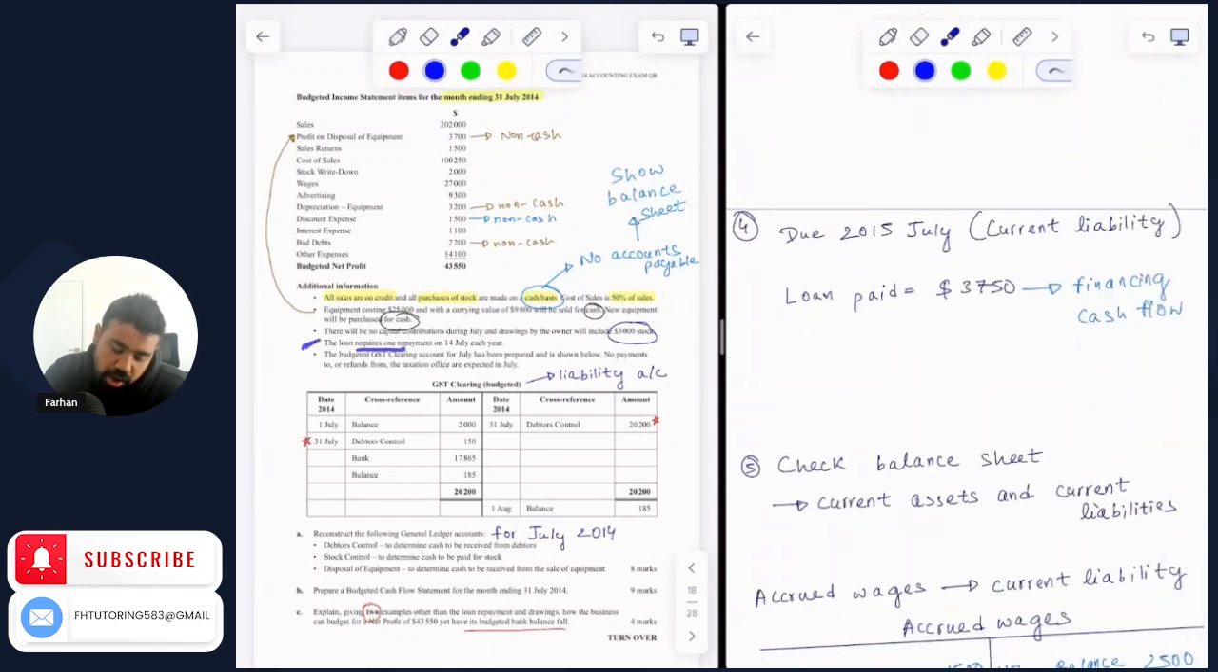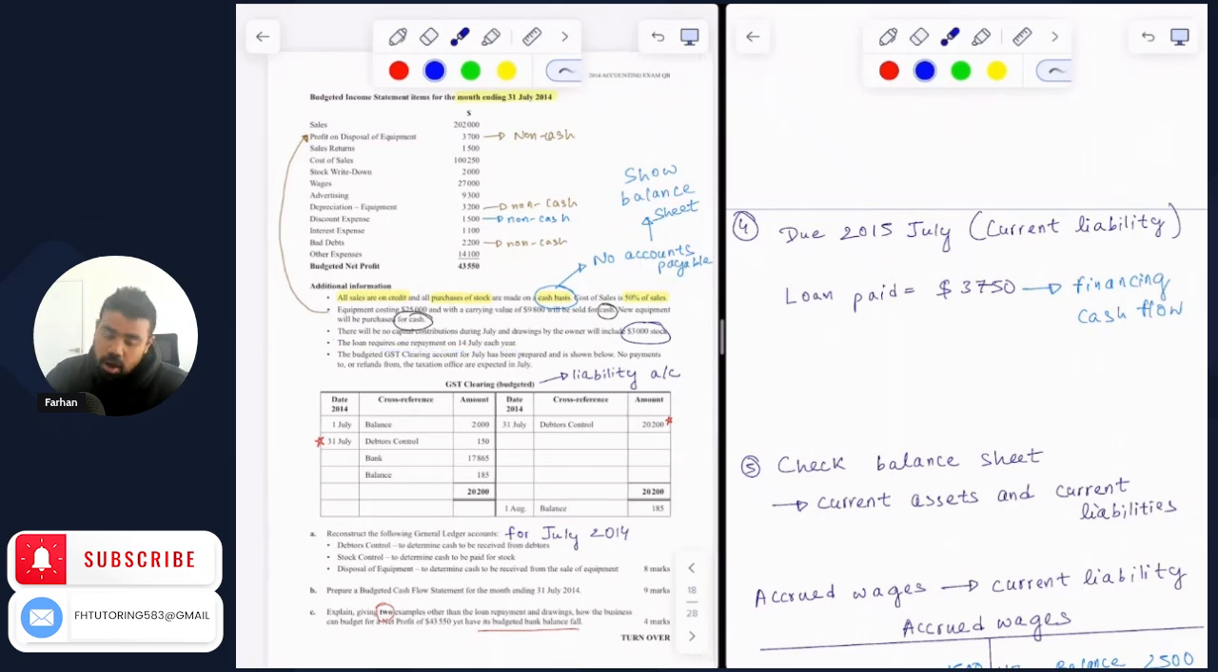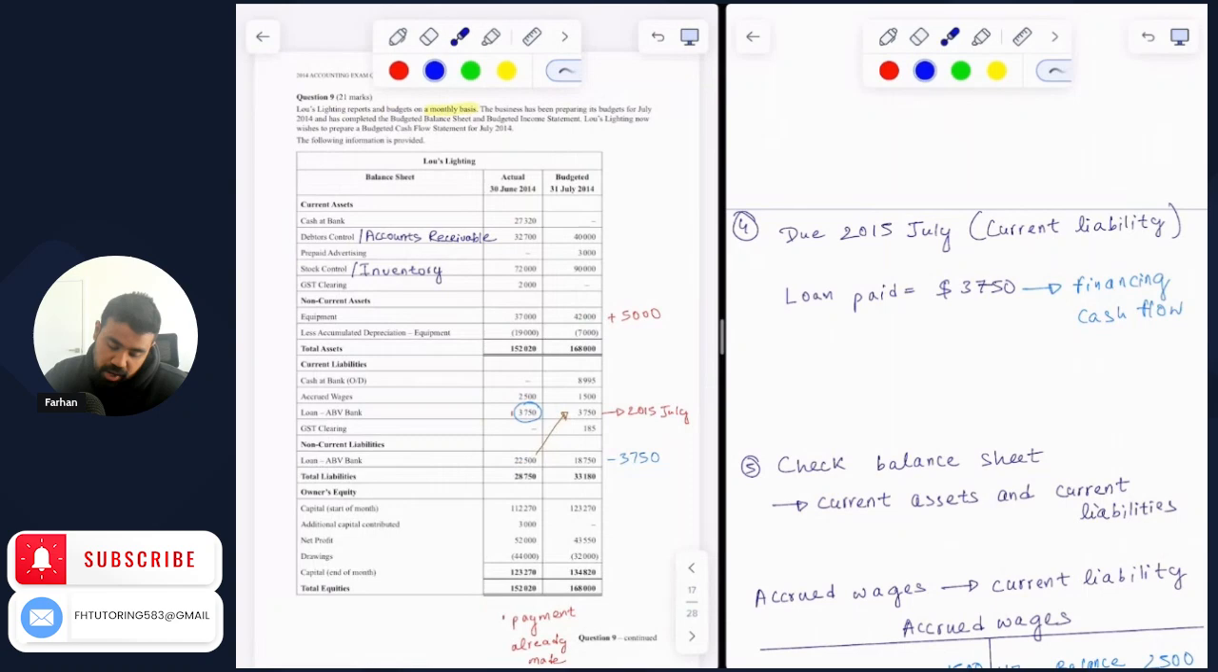So the loan requires one repayment on 14 July each year. Okay, so we need to understand what's going on here. Within the non-current liabilities section, we are given a loan. Any loan reported within the non-current liability section is not due within the next 12 months, but after the next 12 months. That is why we call this a non-current liability.